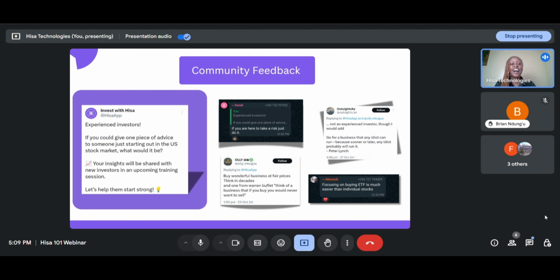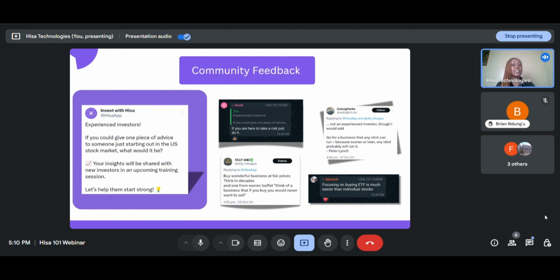We take it. The next feedback we got was from Oli Mbogwa, who said, buy wonderful businesses at fair prices, think in decades. And what Oli was driving at is that when you're buying stocks, don't just go for the name and the outlook of that company. Simply look at what you are getting by giving your money, because there's no need of you buying an overvalued stock. So buy wonderful businesses at fair prices.